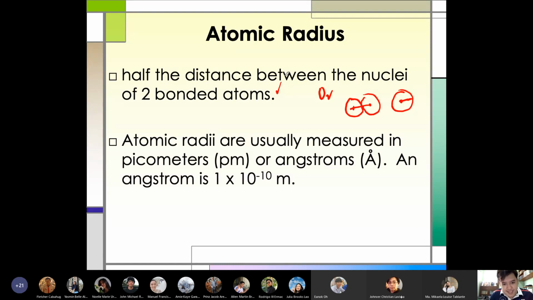So atomic radii are usually measured in picometers or angstroms. Pico is times 10 to the negative 12, and an angstrom is times 10 to the negative 10 meters.